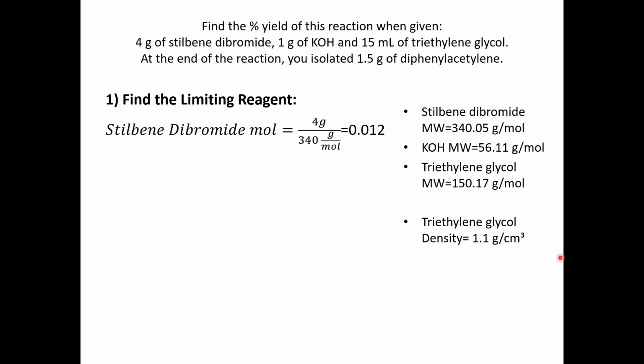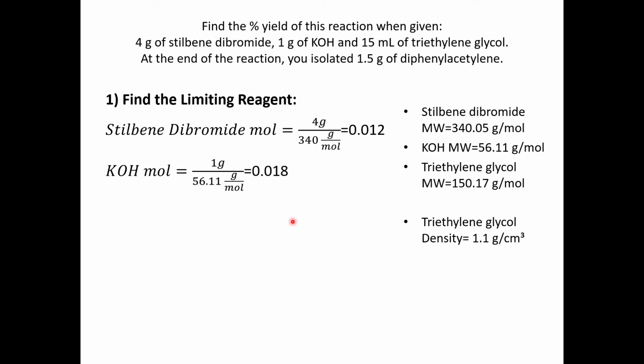First, for stilbene dibromide, you take the mass of your compound and divide it by the molecular weight. So 4 grams of stilbene dibromide divided by 340. What we're left with is 0.012 moles of stilbene dibromide. For potassium hydroxide, same thing. 1 gram of potassium hydroxide divided by 56.11, and we're left with 0.018 moles of potassium hydroxide.